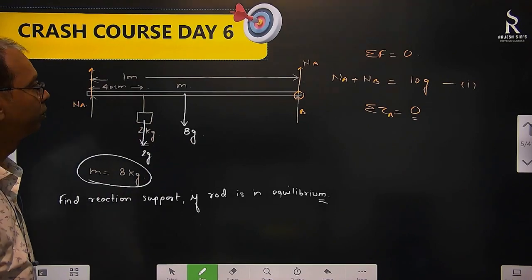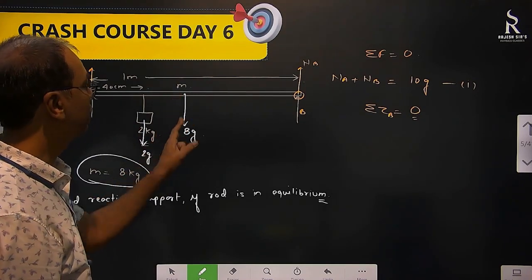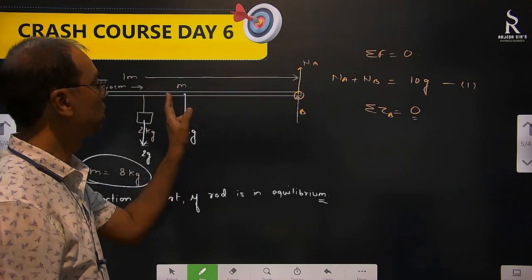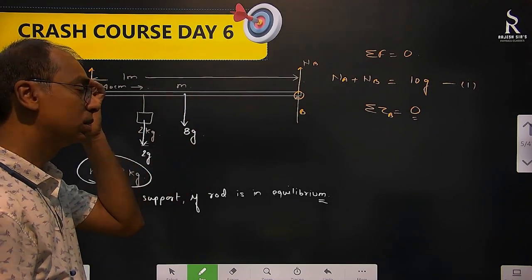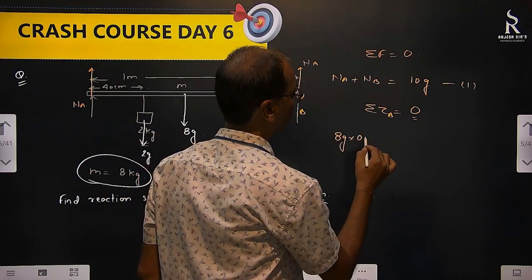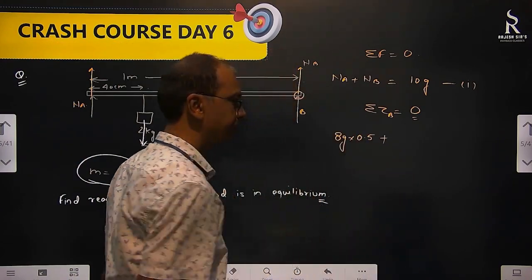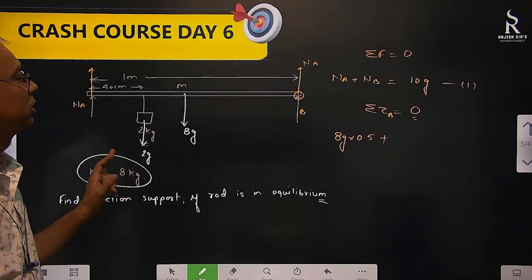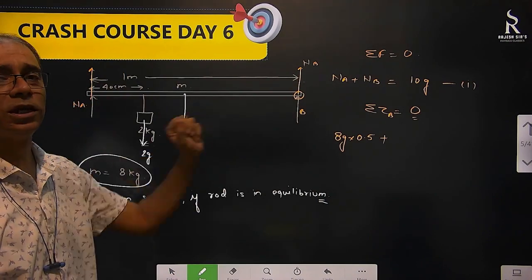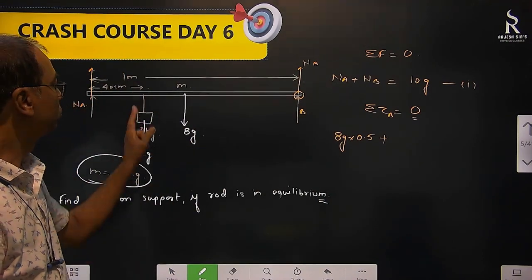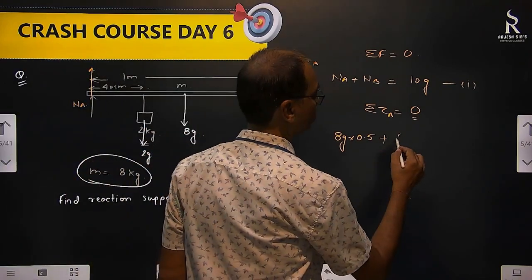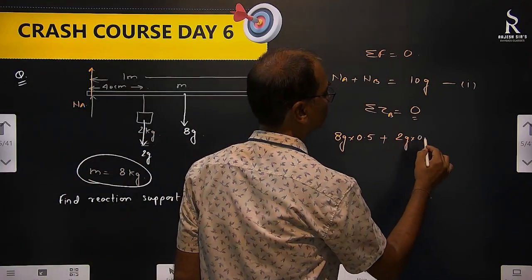Okay, so see now, torque of this 8G into this distance. Perpendicular distance is this. How much is this? Half a meter. Okay, so see, 8G into 0.5 plus 2G. Now 2G is how much? From here this is 40 centimeter, so this will be 60 centimeter. Okay, so 2G into 0.6.